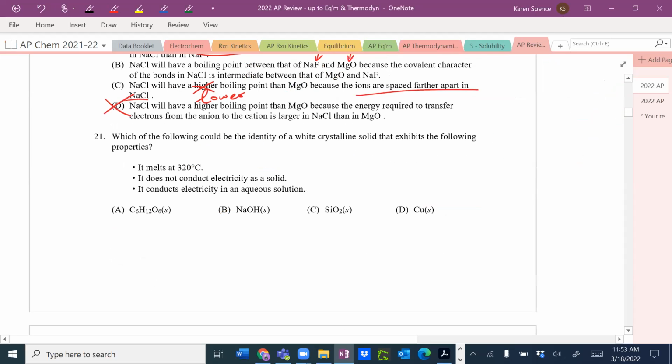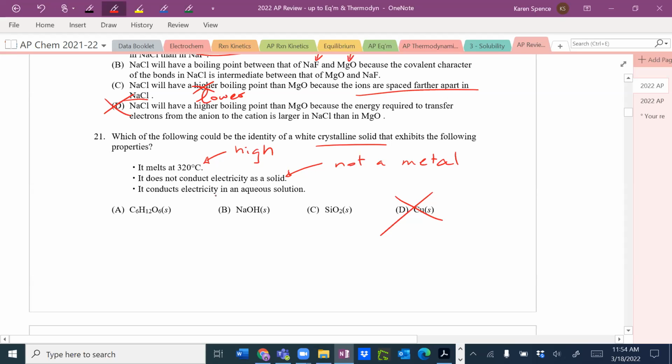Number 21. Which of the following could be the identity of a white crystalline solid? We have a crystalline solid. It melts at 320, so that's relatively high. It does not conduct as a solid. Well, that means it's not a metal, right? Because you know that metals conduct electricity, so that means it's not copper. But it does conduct electricity in aqueous solution.